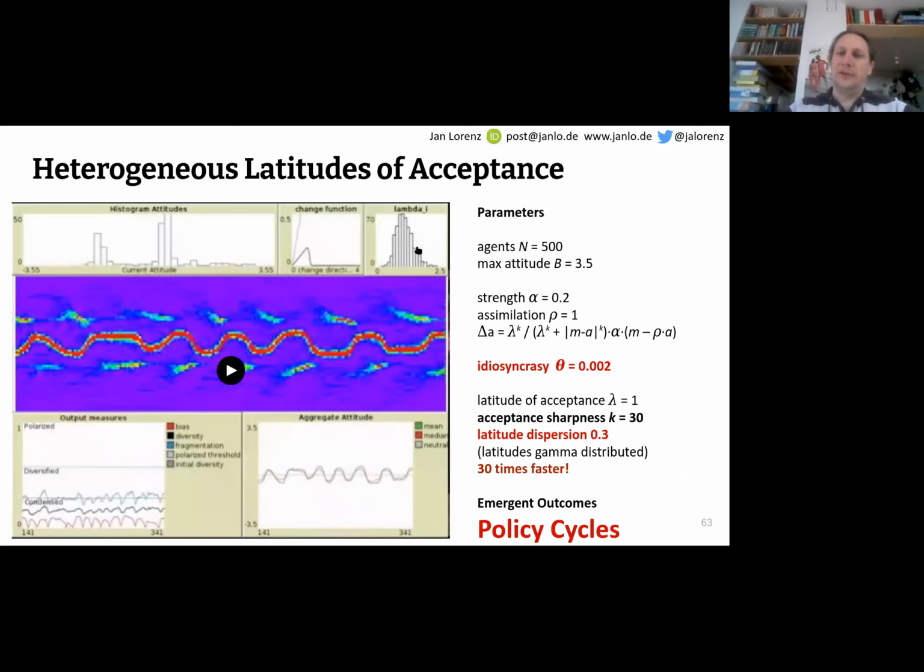Anyway, what we do now is that we have the latitude of acceptance, which is the same as the bound of confidence, distributed like a gamma function. So some people have this 2.5 latitude, some people have 0.0 or 0.1 or something like this. Most people have something intermediate. I think, what is it here? I don't see it. It's one. Anyway, so we have this distribution, and this is the outcome.